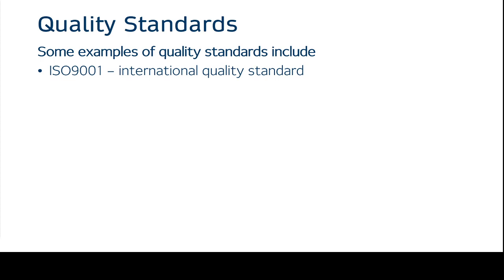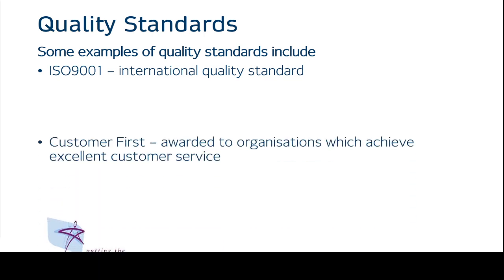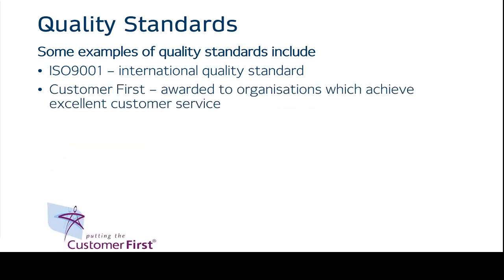So let's have some examples of quality standards. ISO 9001 is an example of an international quality standard that is shared amongst organisations. They get registered, and for any organisation that meets that standard, you know what the quality is of what they're doing. There's also Customer First, which is awarded to organisations which achieve excellent customer service. So it's a recognition scheme.